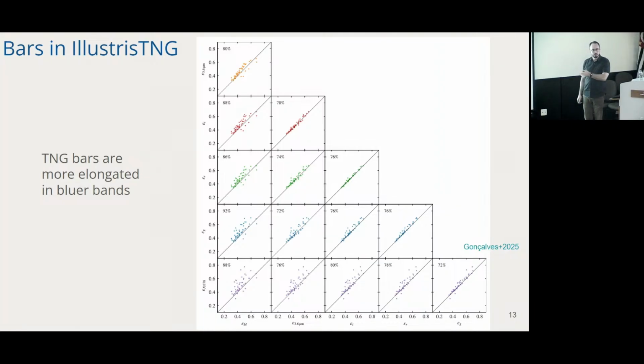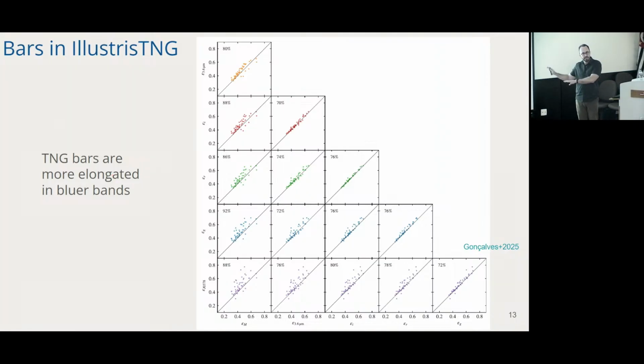And the other panels are all the possible combinations of the different filters, always having the bluer filter on the y-axis and the redder filter on the x-axis. And again, since the percentages of points above the identity line are always high, that's the main conclusion. So similar considerations also apply to the bar length.